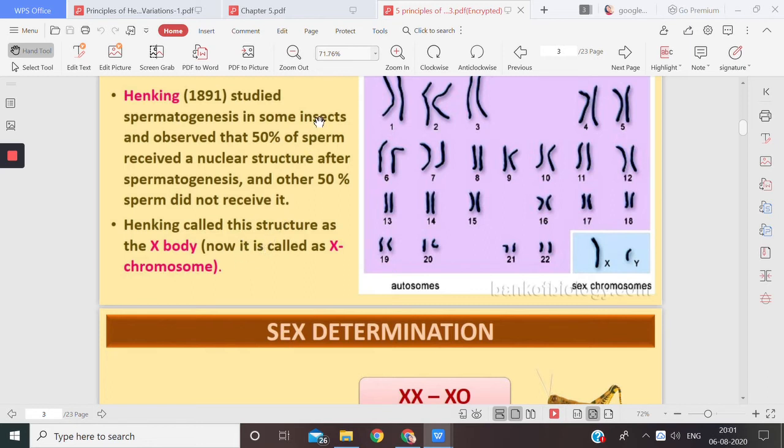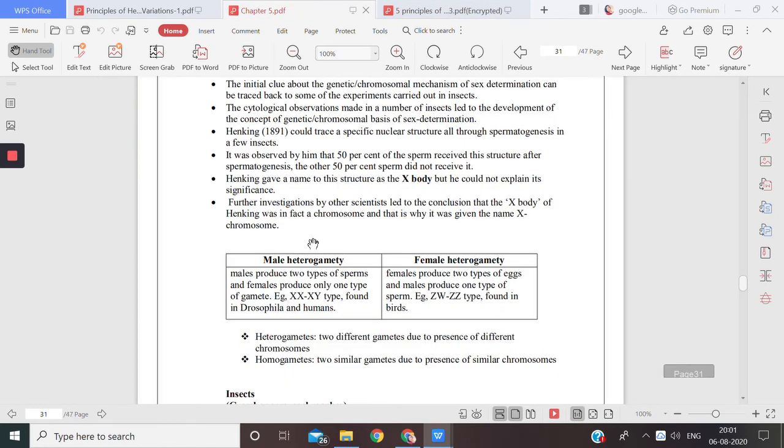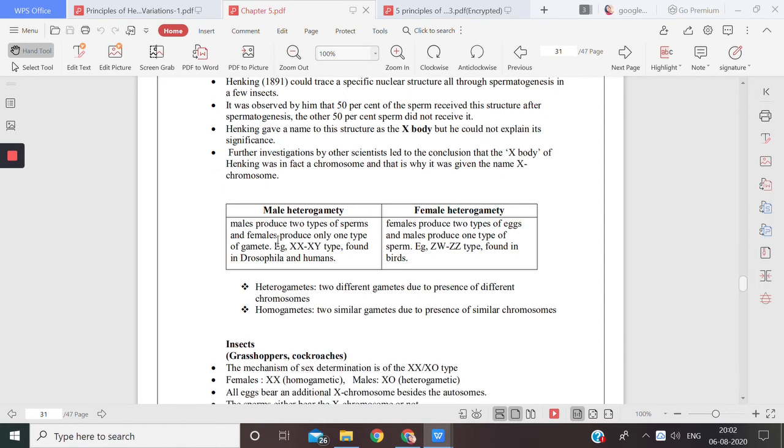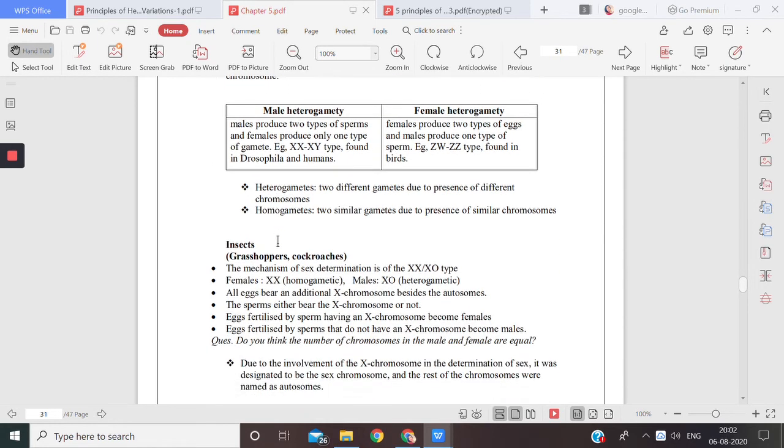That is why, if you remember, I tell you that Y chromosomes do not carry any genes. I always say this, children, that Y chromosomes do not carry any genes. Why do they not carry any genes? Now the point must be clear to you, because Y chromosomes did not receive any nuclear structure during spermatogenesis. I hope this point is now clear to you.